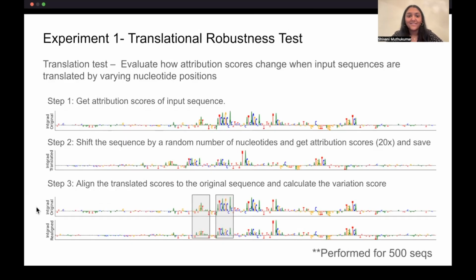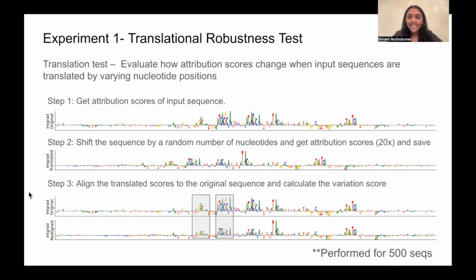The first test that I developed is the translational robustness test. For the translation test, I evaluated how the attribution scores changed when the input sequences were translated by a varying number of nucleotides. This test helps to evaluate how robust these attribution methods are to these translations, as we're not really changing the sequence, we're just shifting it, so we expect that the attribution scores shouldn't really change.